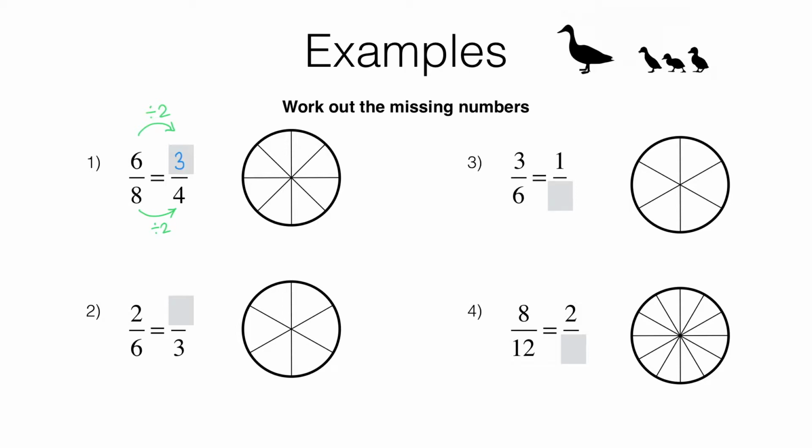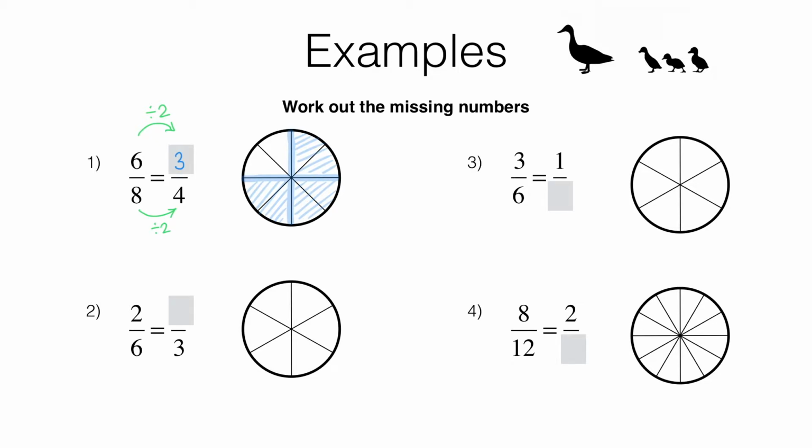Let's just check that. Here you can see I've shaded in 3/4 of the circle, and if you count up the 8s, you will see that that is 6/8. So 6/8 and 3/4 are indeed equivalent fractions.